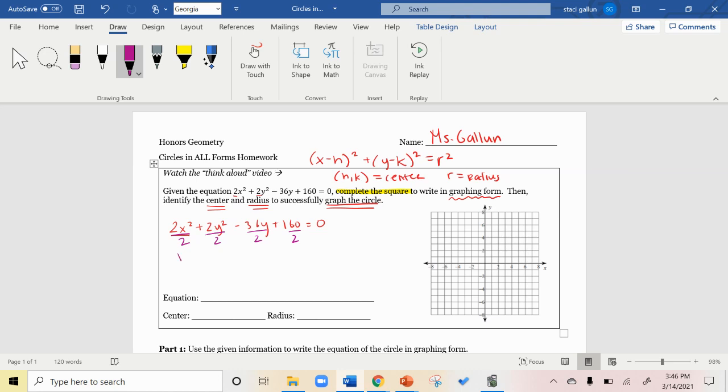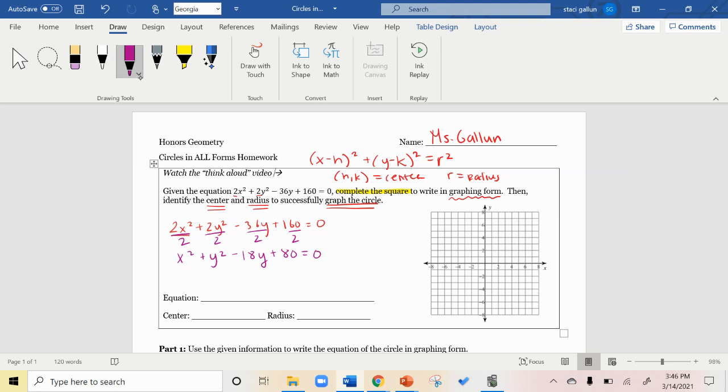And that will give me x squared plus y squared. There we go. Let's see. Negative 36 divided by 2. I think I know that. Half of 36 is 18. Negative 18y. 16 divided by 2 is 8. So plus 80 equals 0.